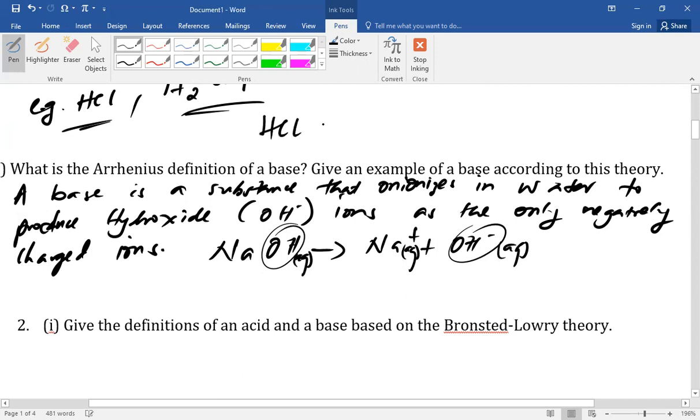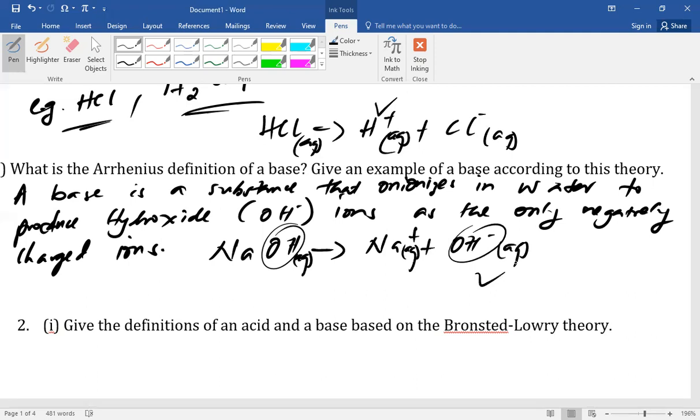By HCl there, we mean that we have hydrochloric acid giving hydrogen ion. Everything is aqueous here. So this is what we're looking at. So we're done with the Arrhenius definition and giving examples.